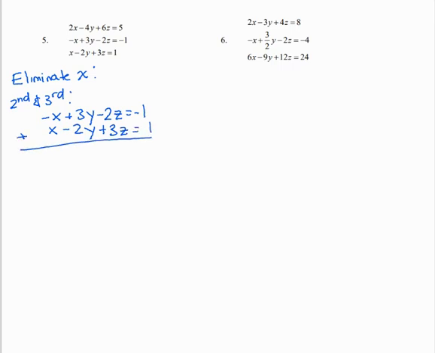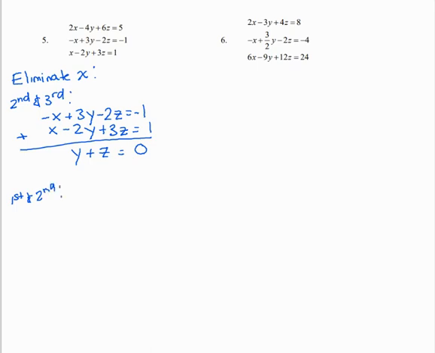When I add those together, our x's cancel. We have 1y and 1z, and that equals 0. And that's okay to have that equal 0, right? The variables all didn't cancel out. So we have y plus z equals 0. Now I'm going to group another pairing. So I think I'm going to pair the first and second.